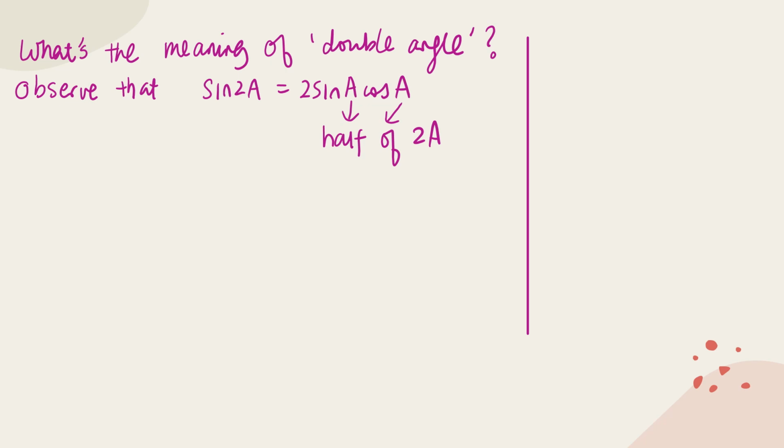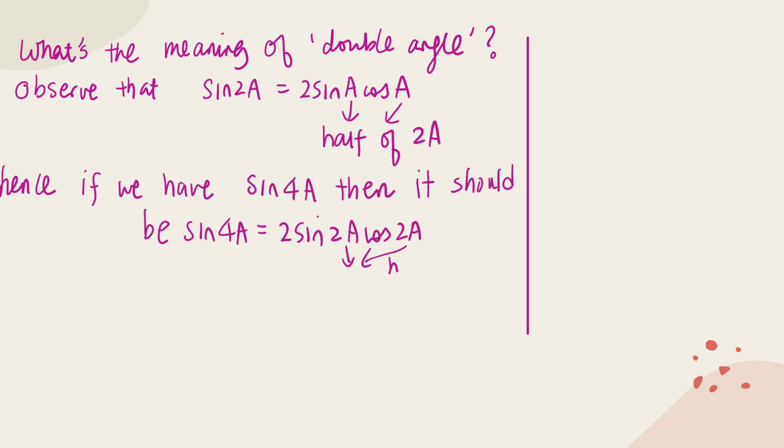So let's have another example. If you have sine 4A, right, so 4A is double 2A. That means 4A is equal to double of 2A. So on the left hand side, if you have sine 4A, it will be equal to 2 sine 2A cos 2A. Right, so you see that it's only the angle on the right hand side that is half the size of the angle on the left hand side.